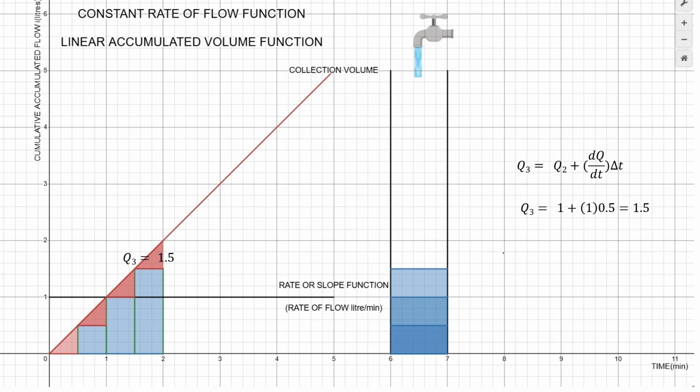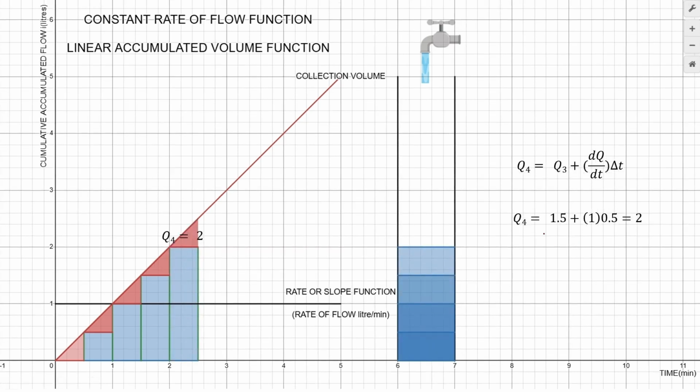So q3 is 1.5. Now slowly we can see the cumulative accumulation inside that time. Next it is q4. So q4 is q3 plus value, that is 1.5 plus 1 into 0.5, where 0.5 is delta t.